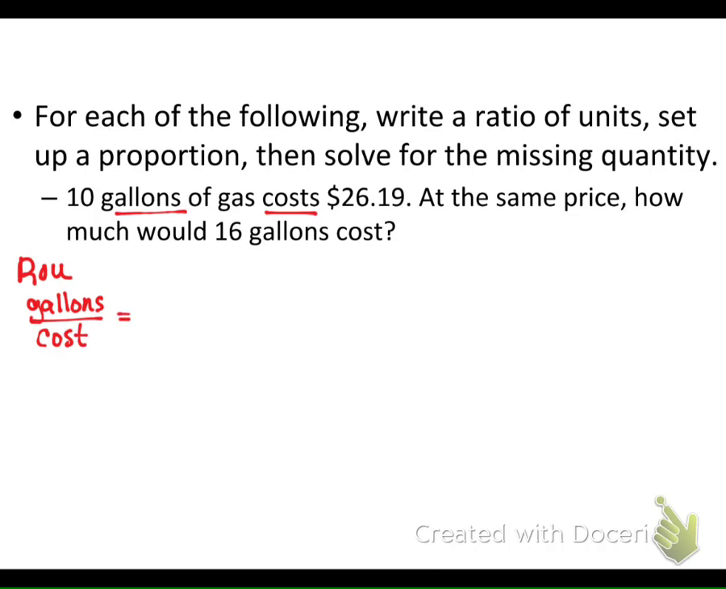So the first ratio we're going to set up is our known ratio. Basically, what information do we know? Remember yesterday I talked about how they usually give us two numbers in the first sentence or so. That's going to give us our first ratio. So what two numbers are we given in the first sentence that are together? 10 gallons cost $26.19. So where would the 10 go? On the top with gallons. And then the $26.19 would go on the bottom with the price or the cost.